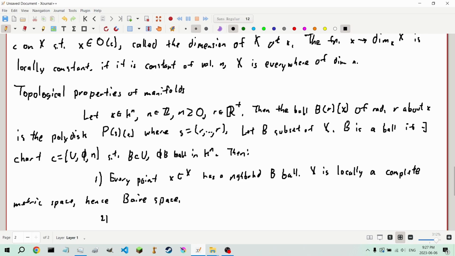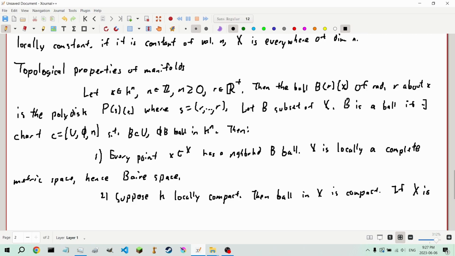Secondly, suppose that our base field K is locally compact. Then a ball in X is compact. In particular, if X is Hausdorff, it is locally compact.